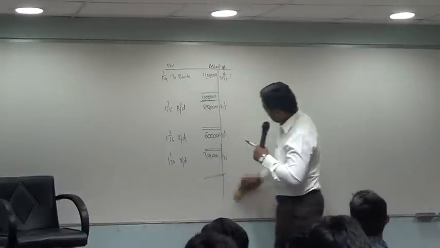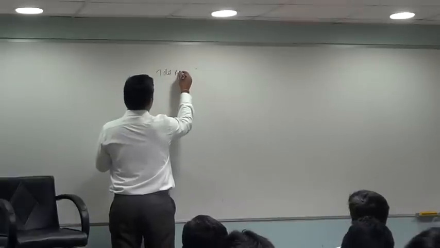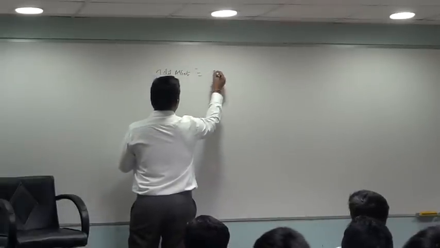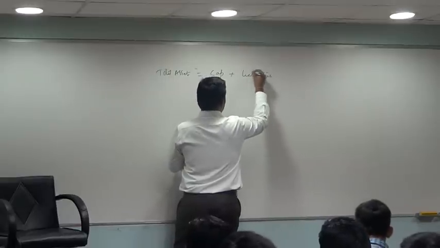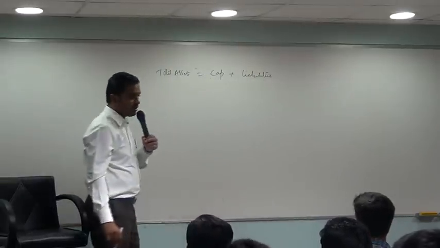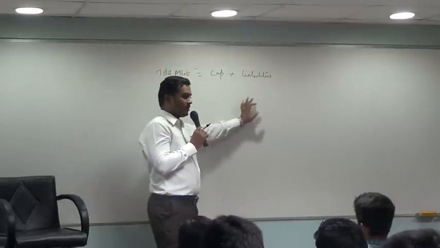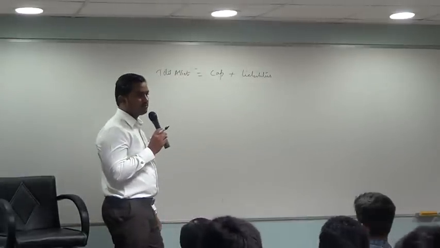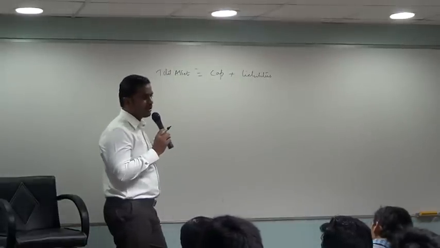Now, how many people can tell me the fundamental accounting equation? Look at the board, everyone. Total assets is equal to capital plus liabilities. What is this called? The fundamental accounting equation. The total of the assets should always be equal to capital and liabilities. Are you able to understand? Any transaction cannot change this equation. Both the sides have to tally.